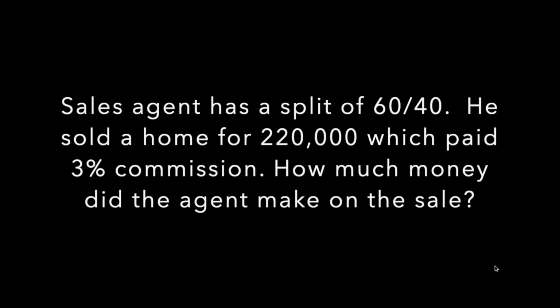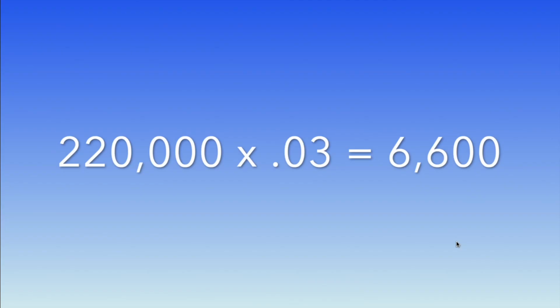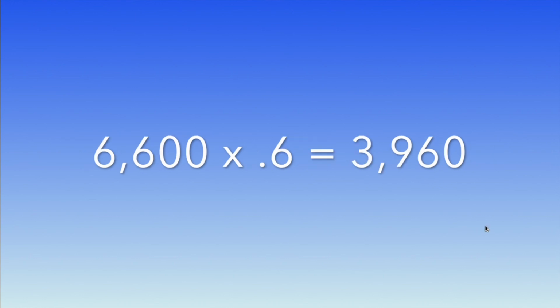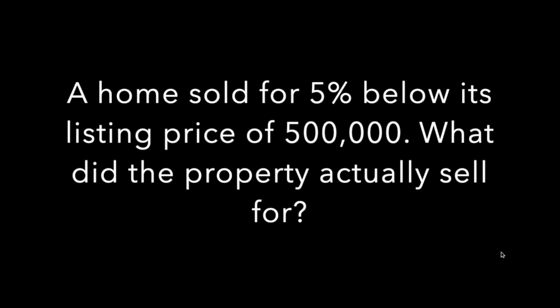Since it's asking how much money did the agent make on the deal, first you have to calculate how much the total commission on the deal was, and then you're going to multiply that number by 0.6. Again, according to the T, they told you that the home sold for $220,000 and they charged 3% for their service. So again, always make sure to move the decimal. So $220,000 times 3% is going to be $6,600, and you're going to multiply that by 60% because the agent makes 60% on each deal. So $6,600 times 0.6 is going to leave you with $3,960.